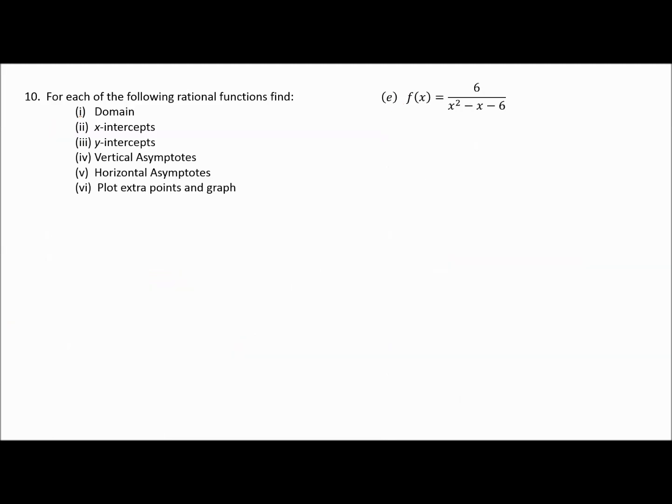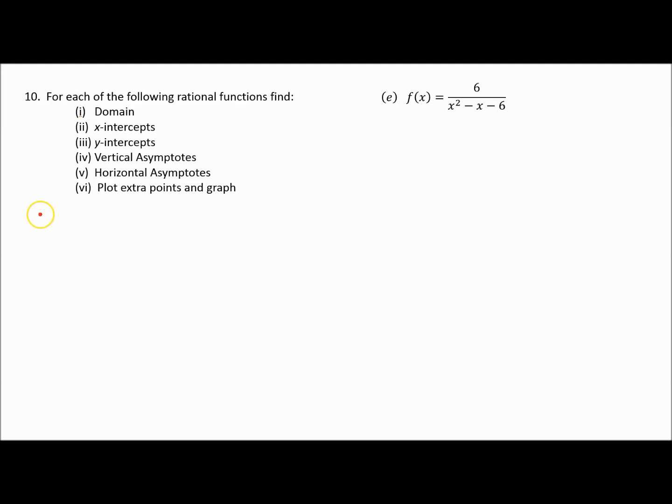So this is our last problem where we have to graph a rational function in the review. By no means is this an exhaustive list. I noticed that none of these problems have a graph where you have to graph something with a hole in it, but there are some in the textbook, so I might be adjusting that soon. But anyway, so let's find the domain.